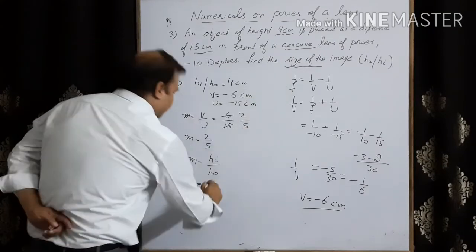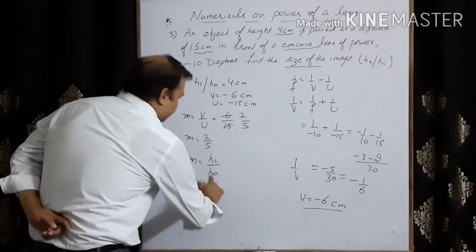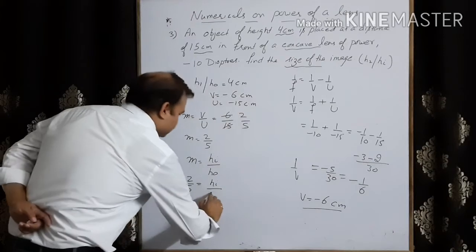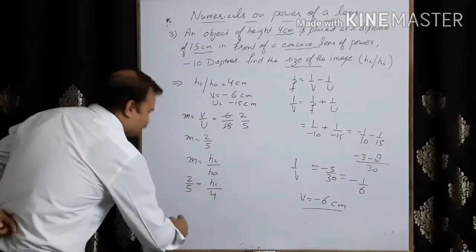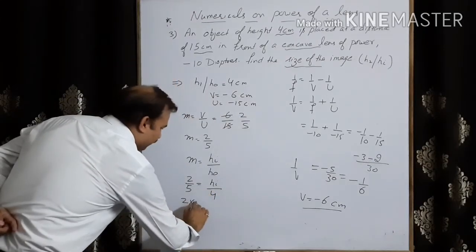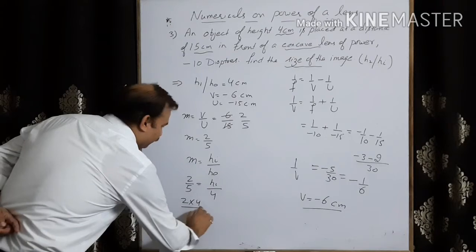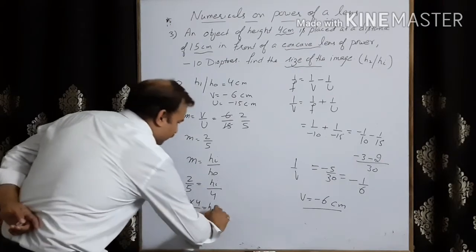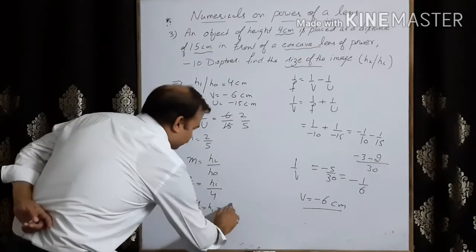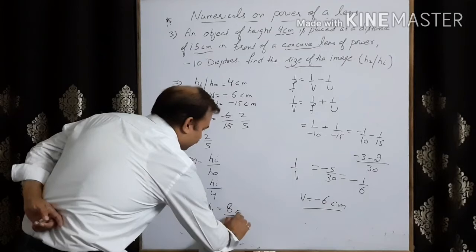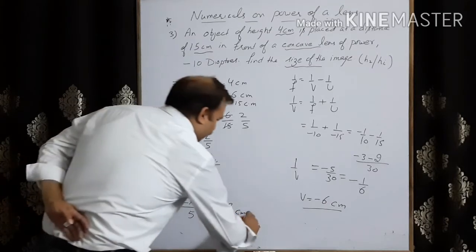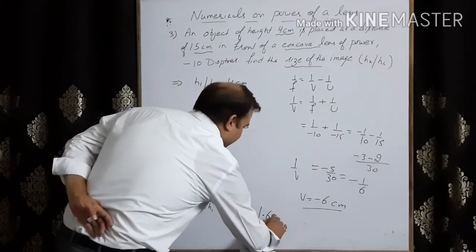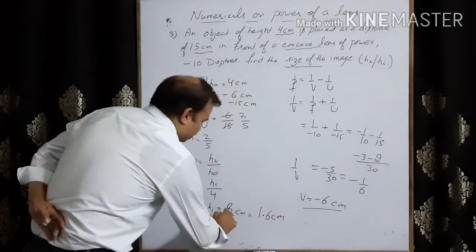We have to find the height of the image, that is hi. So what is the height of the object? That is given as 4. Cross multiply, that will be 2 multiplied by 4 by 5, that is hi, which is equal to 8 by 5 centimeter, or is equal to 1.6, 5 ones are 5, 3 5, yes, it is 1.6 centimeter.